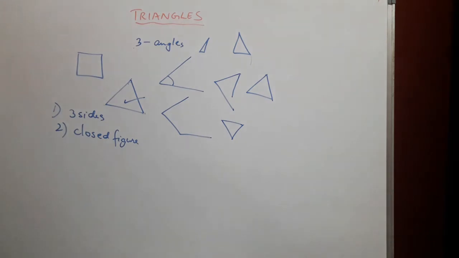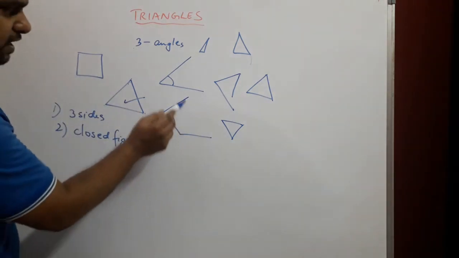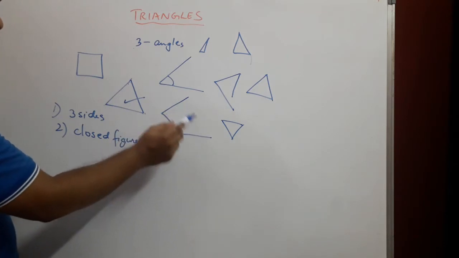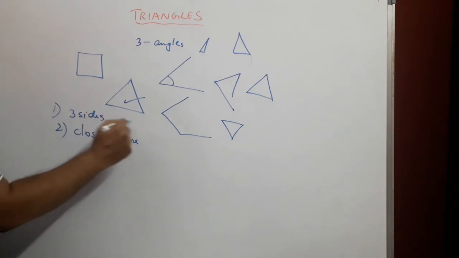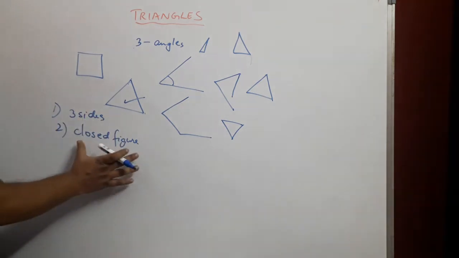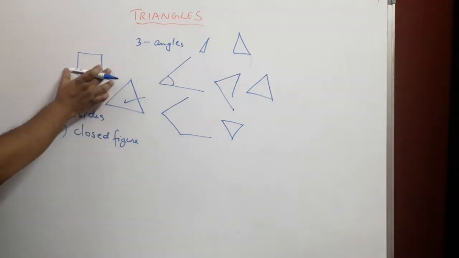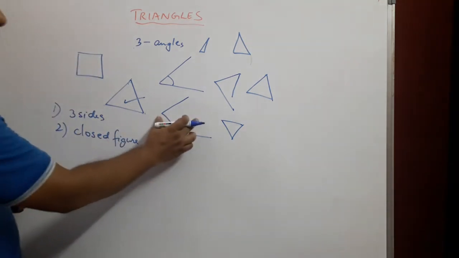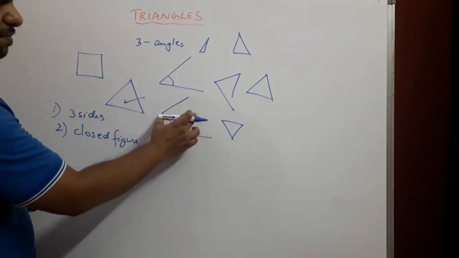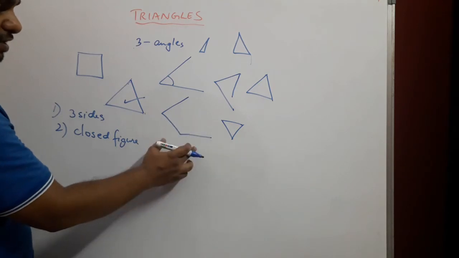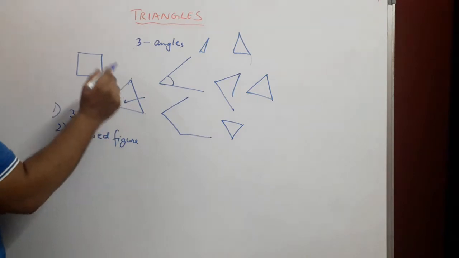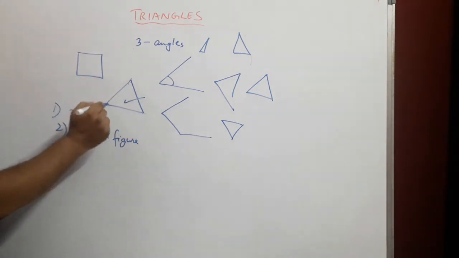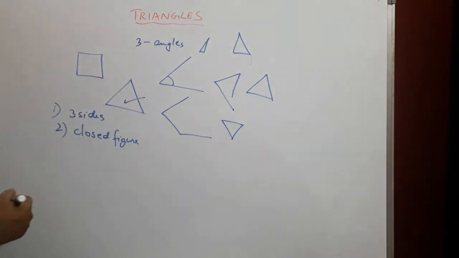Now, is this a triangle? No, it is not a triangle because there are four sides to that. Just like how this one had three sides but was not closed, this one has four sides. So it should fulfill both the criteria, three sides as well as a closed figure. This was four sides, so we rule it out, and here this was three sides but it is not a closed figure. So a triangle has to be three sided and it should be a closed figure.